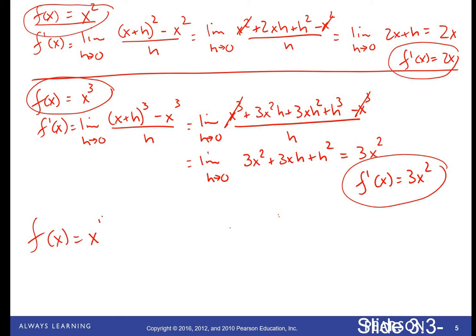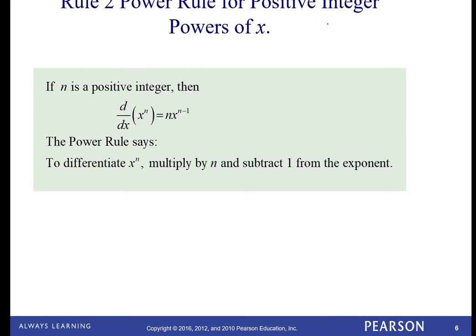I am not going to do this using my x plus h. I am simply going to say, following this pattern, it looks like the power becomes the coefficient and the power of the derivative is 1 less. And that is our rule for powers. So the power rule for positive integers: if n is a positive integer, then the derivative d dx of x to the n equals n times x to the n minus 1. The power rule says to differentiate, multiply by n, and subtract 1 from the exponent.